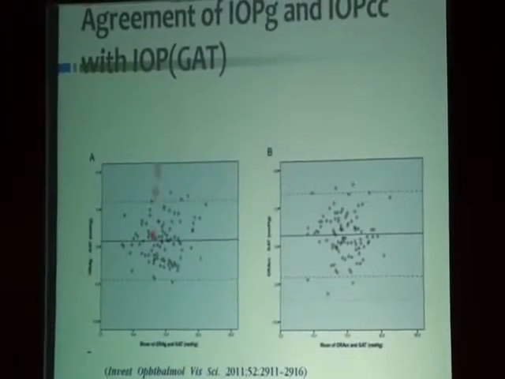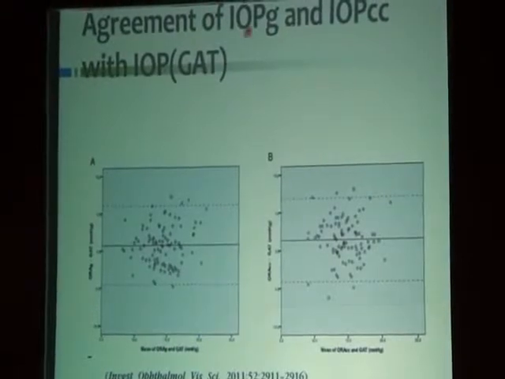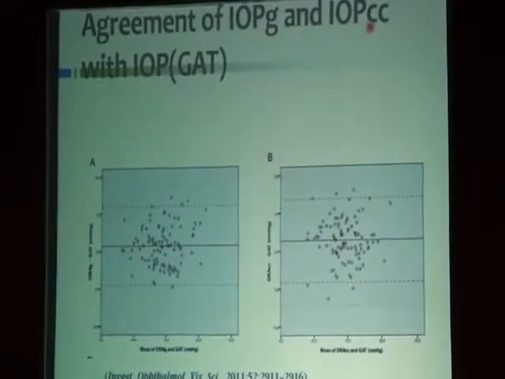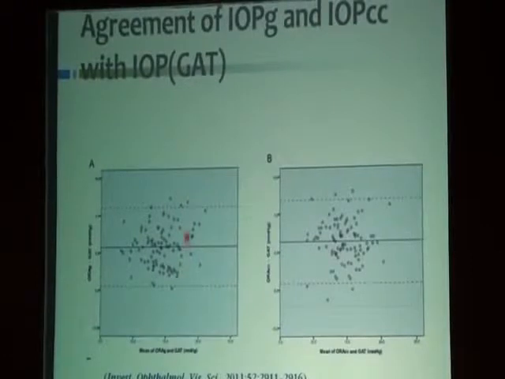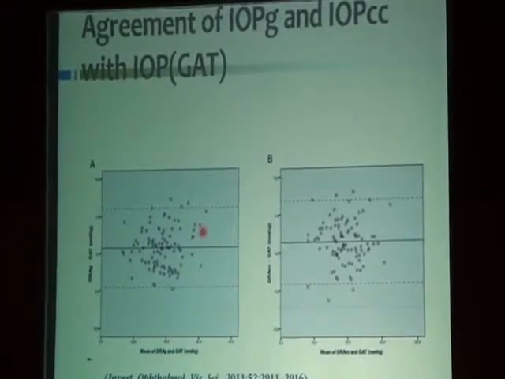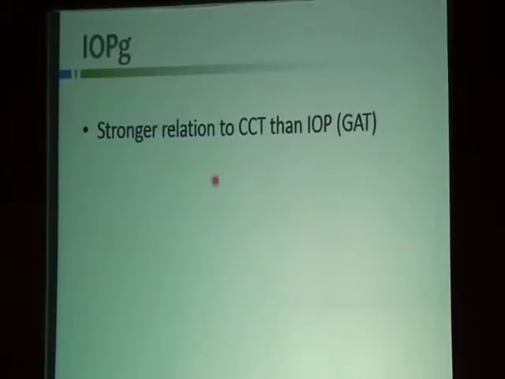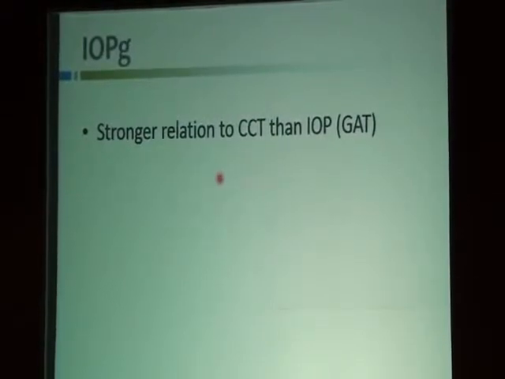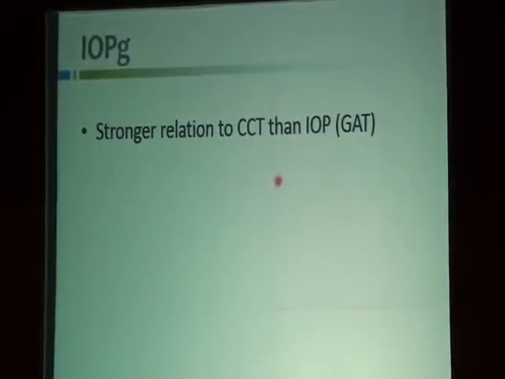When it comes to agreement between the GAT and the IOPg and IOPcc, they have very wide limits of agreement. That means the values cannot be interchanged. And there is a stronger correlation of central corneal thickness on the IOP with the IOPg than the GAT. I will explain to you later.